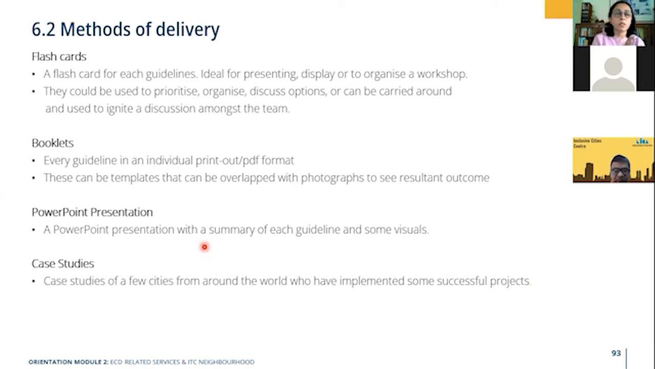They could also be made into booklets, where the booklet has a template of a certain type of tree or a bench or a lighting, and it can be overlapped with photographs to see what the resultant outcome could be. PowerPoint presentations, of course, we are looking at that already. And one could also have case studies of successful projects already implemented, so that there is a learning of what components can be used to make your ITC friendly neighborhood.